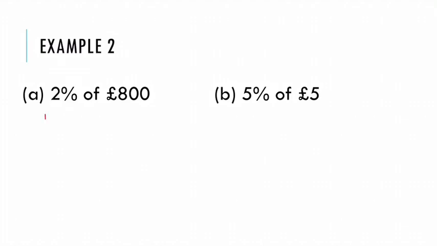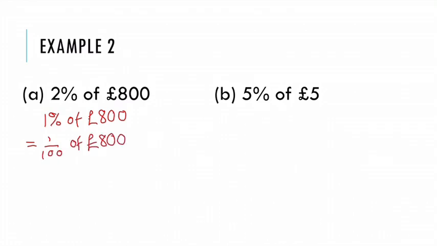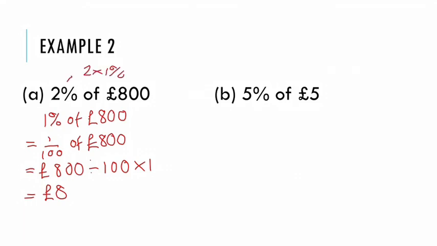So let me start by calculating 1% of 800. Now 1% is 1 over 100 from the table. Which means I must divide 800 by the bottom and multiply by the top. 800 divided by 100 is 8. So that is me found 1%. Now 2% is just 2 times 1%. So if I take my answer of £8 and multiply that by 2, I can get my answer of £16.